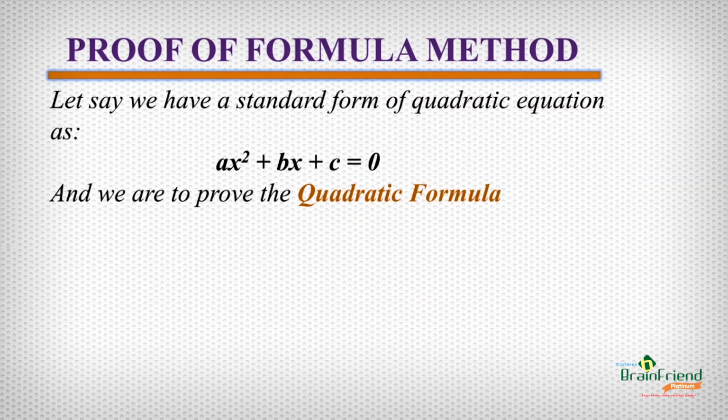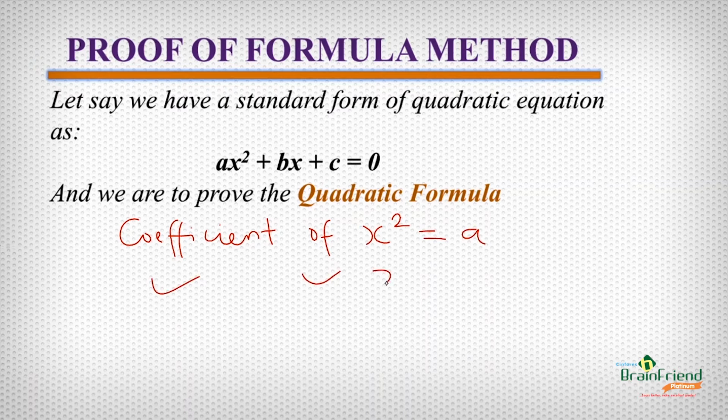Let's say we have a standard form of quadratic equation as ax squared plus bx plus c is equal to 0, and we are to prove the quadratic formula. How do we do that? The first thing we need to do is to identify the coefficient of x squared, the coefficient of x, and the constant. Remember, the coefficient of x squared is equal to a, the coefficient of x is equal to b, and the constant is equal to c.